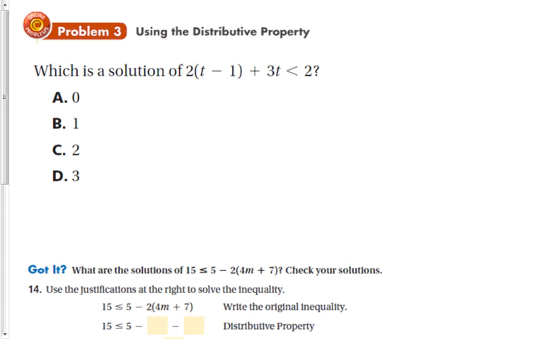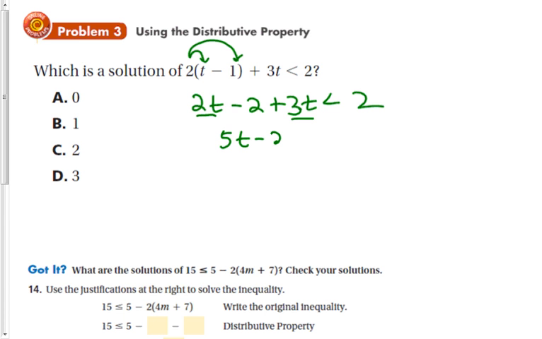All right, we're going to use the distributive property here first. The distributive property can be used on any expression, so it's not going to affect the inequality symbol. So let's distribute the 2 in this problem, so we end up with this. And then like any equation, if we were trying to solve it, when you have an inequality, you just want to simplify as much as you can. We have some like terms here. We can combine those and just make it 5t minus 2, and that has to be less than 2.